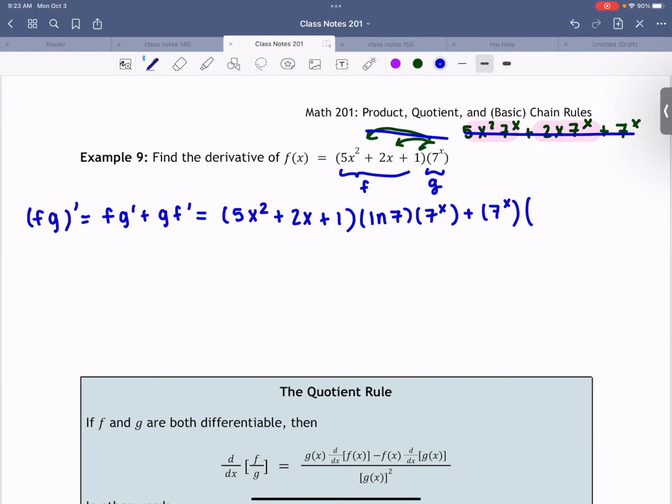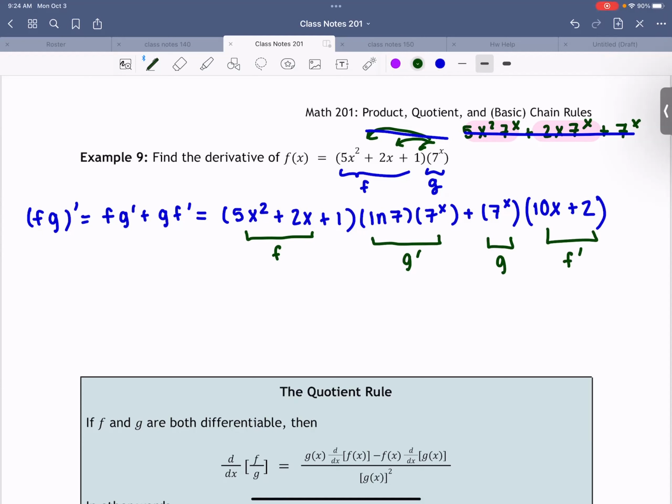now we're going to do the power rule to find the derivative of f. What's the derivative of 5x squared? 10x. What's the derivative of 2x? 2. And what's the derivative of 1? 0, so I'm not going to write that down. So essentially what I did here is this is f, this is g', this is g, and this is f'.